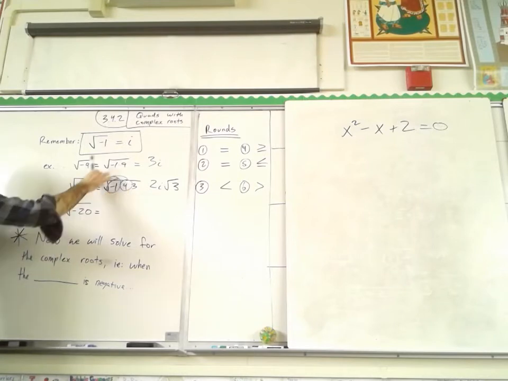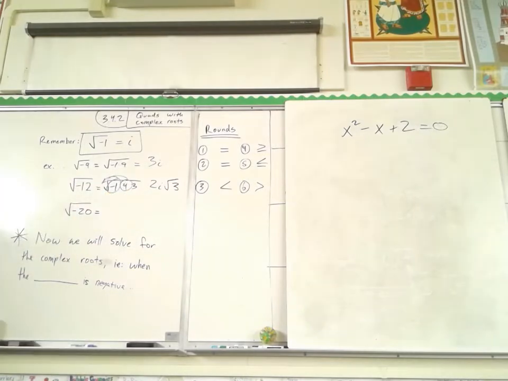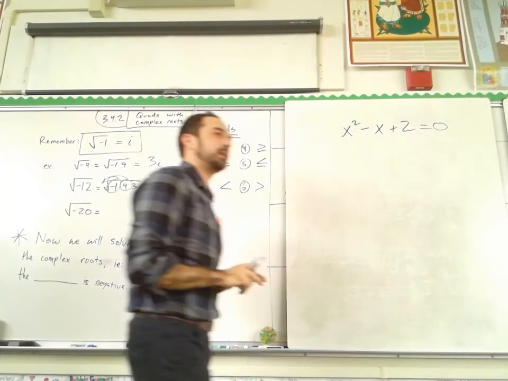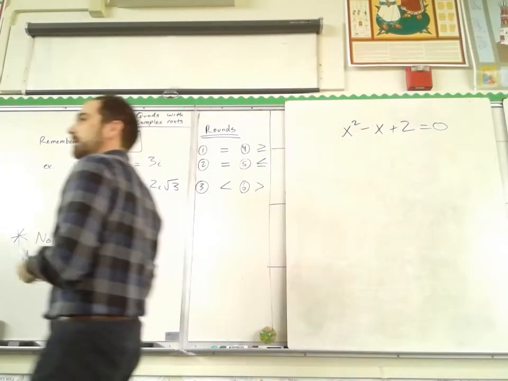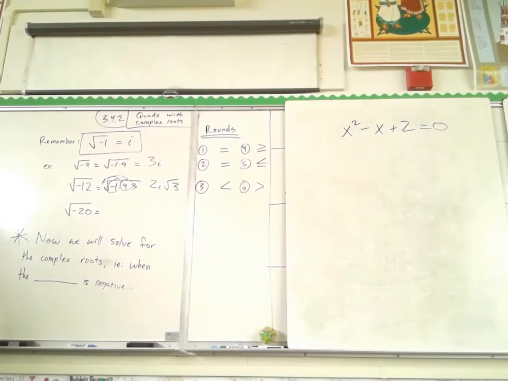All right, I want you to do the third example. Root negative 20. Break it up. Make sure you take that negative out. Then check with your neighbor real quick.